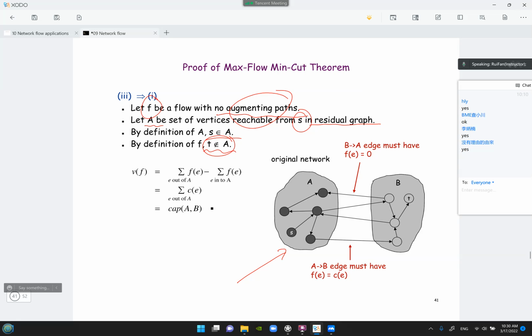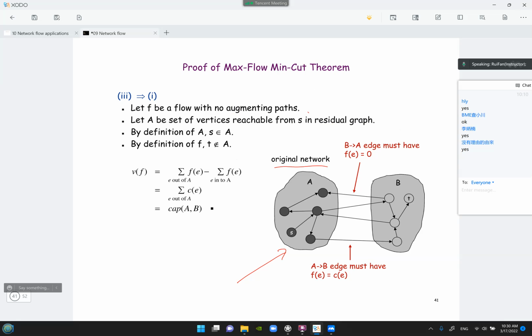Now, by the way, these edges that I'm showing in this picture, this is the original graph. This is not the residual graph. This is the original graph, like it says over here. Let me clean this up a little bit. All right, so now we're going to look at some properties about this graph.